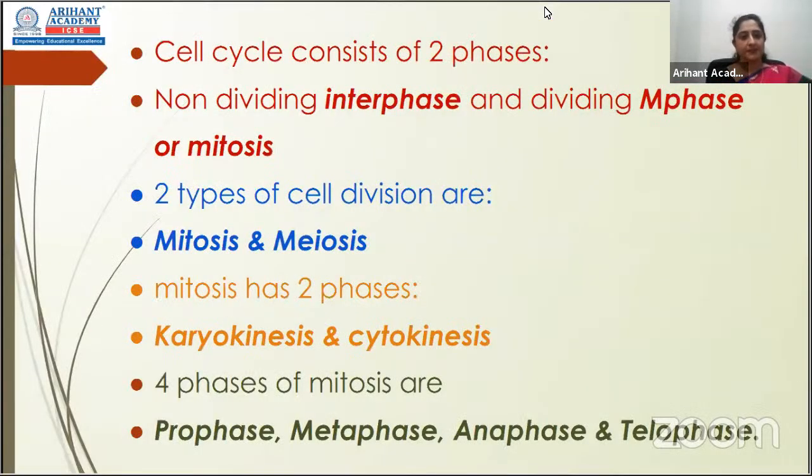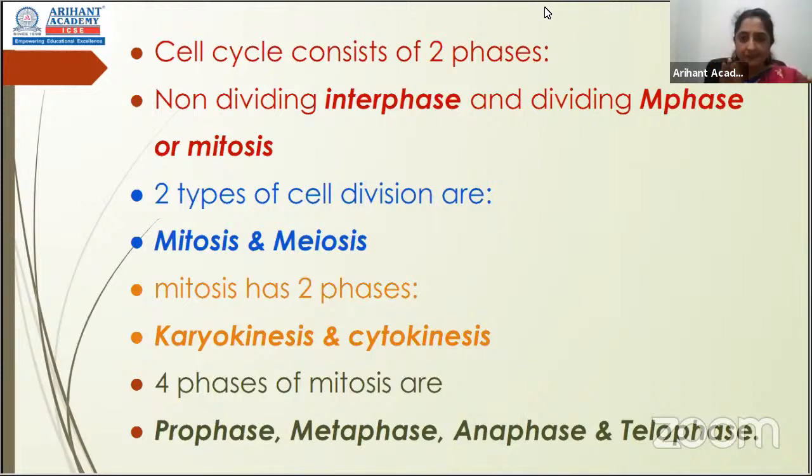Important terms first. Two types of cell division: mitosis, asexual, meiosis, sexual. Now, the cell division occurs in a series of events, and this series of events is called a cell cycle. Okay? Now, the cell cycle consists of two phases: the non-dividing interphase and the dividing M phase or mitosis.